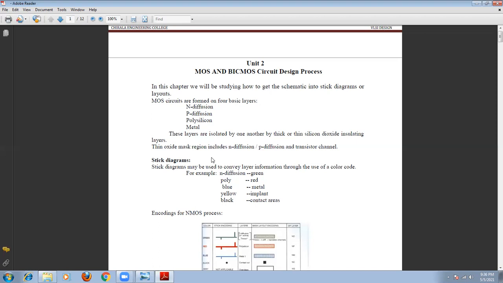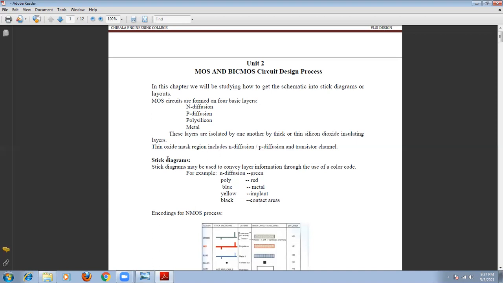Okay. So basically, a stick diagram is used to convey the layer information through the use of color codes. That is the main definition. Stick diagram means we convey the layer information by the use of color codes. That is known as a stick diagram.